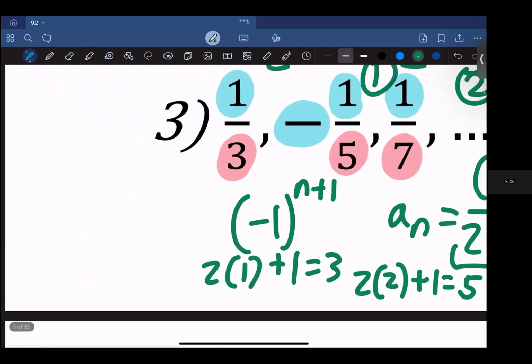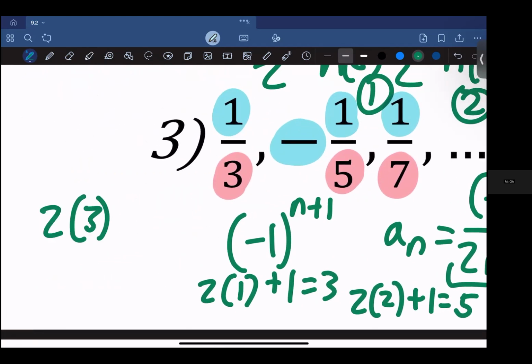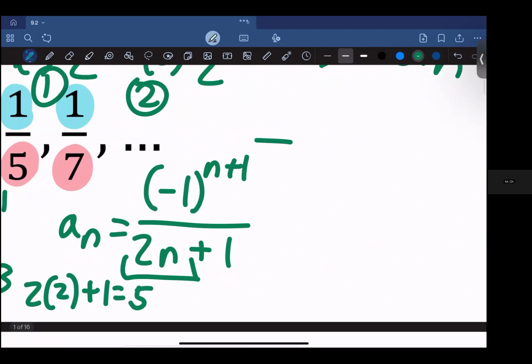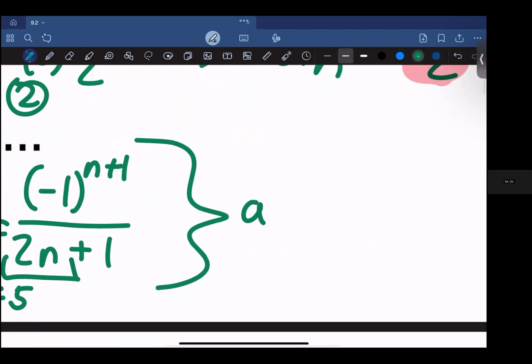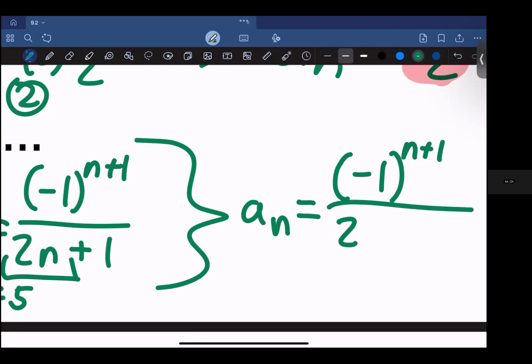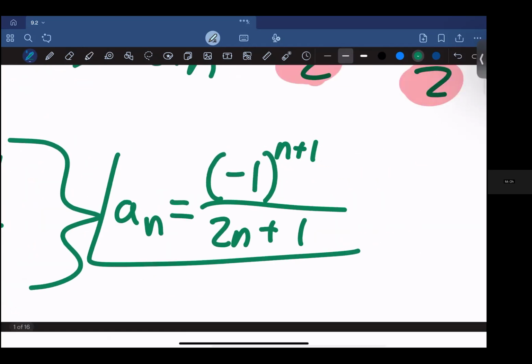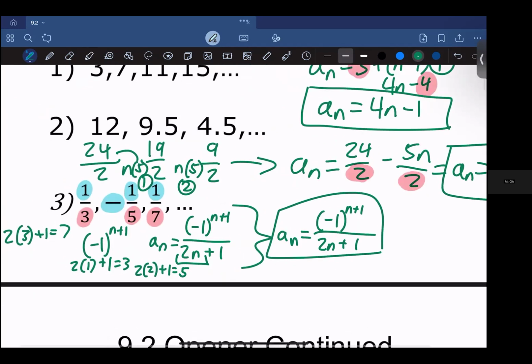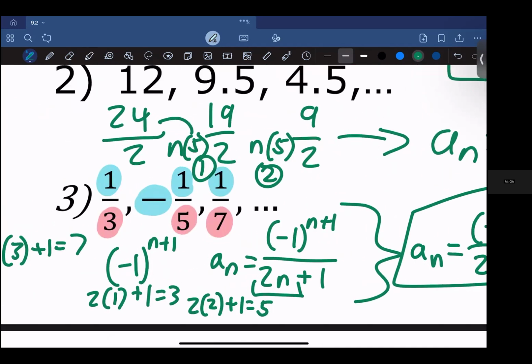And then, oh, it's a little cramped. When n is 3, we get a denominator of 7. Okay, so we see that this is working. Let me just move it over a little bit so that we can have a little more space. But in the numerator, I have -1 to the n plus 1 to have an oscillating sign. And then in the denominator, I have a sequence of an increase of 2 every term for the denominator.